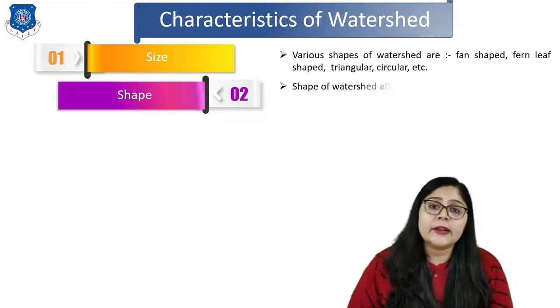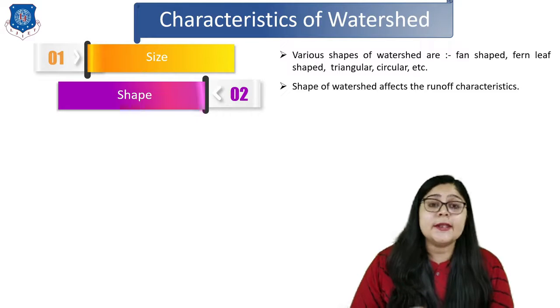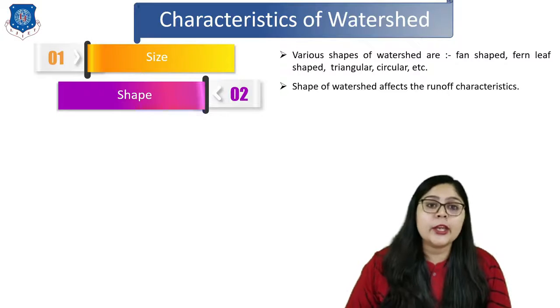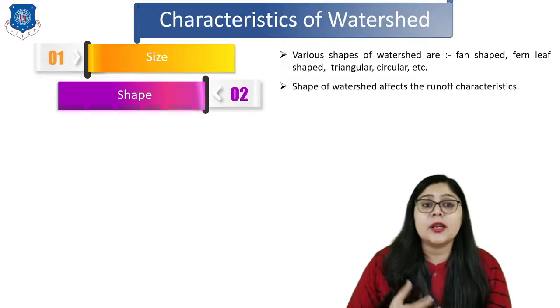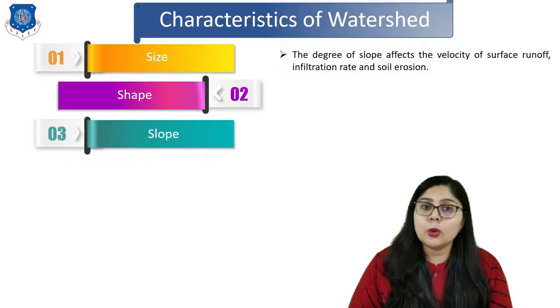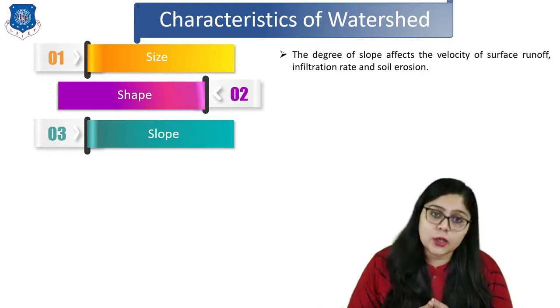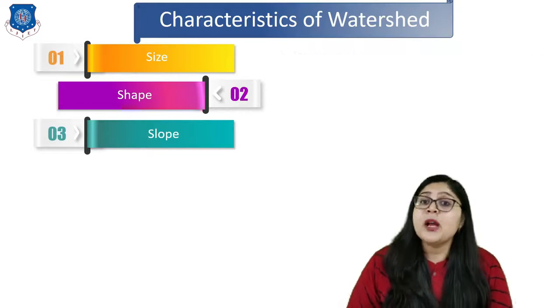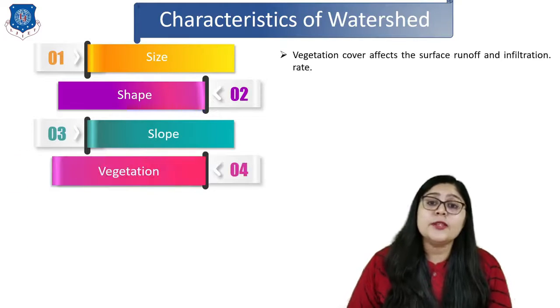Now the second characteristic is shape. Various shapes of watersheds can be fan shape, leaf shape, triangular or circular, where the shape of the watershed affects the runoff characteristics. The third is the slope. The degree of slope affects the velocity of surface runoff, infiltration rate and soil erosion. The next, the fourth one, is vegetation.